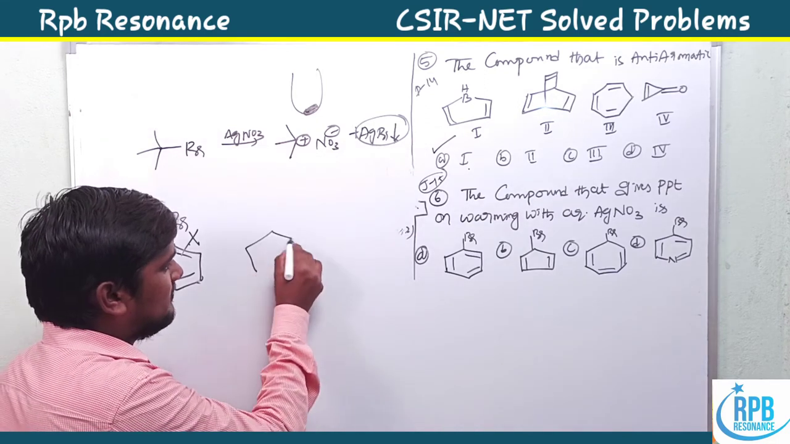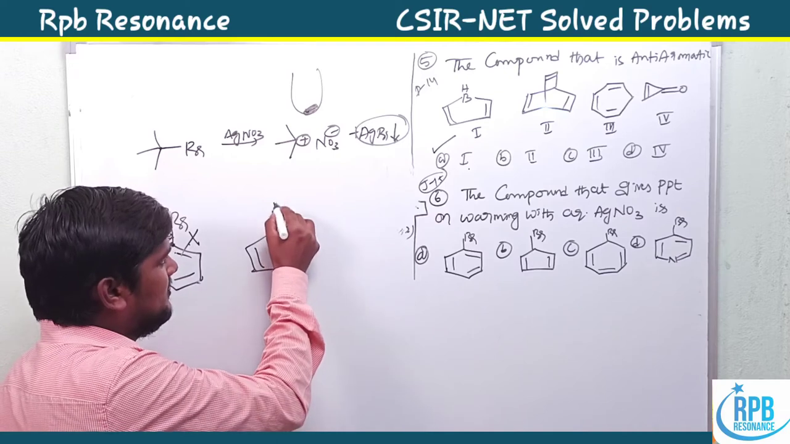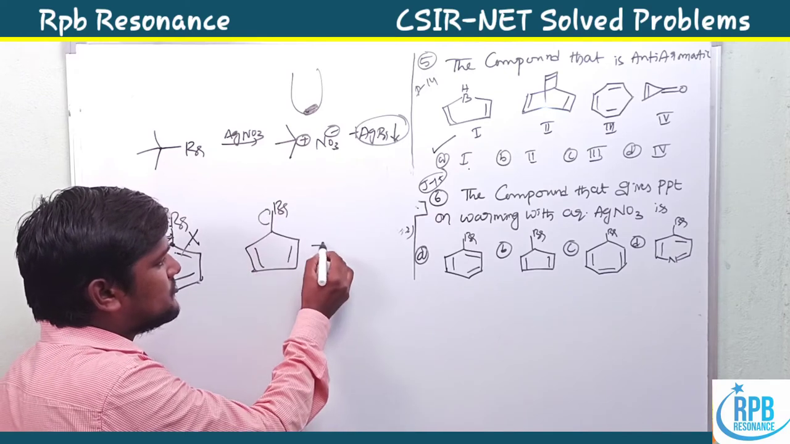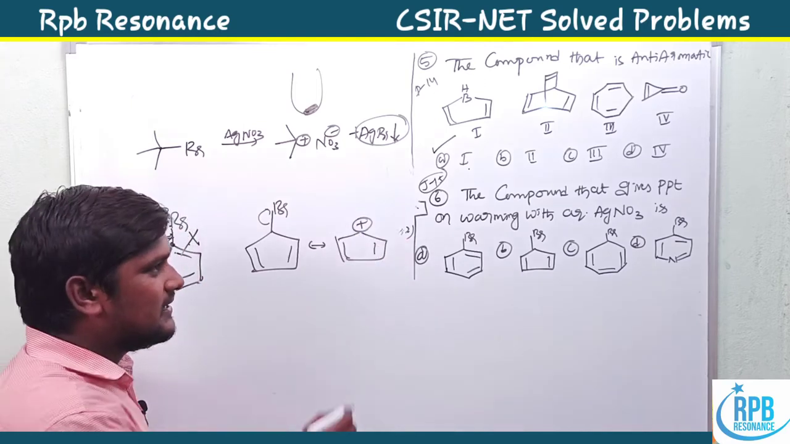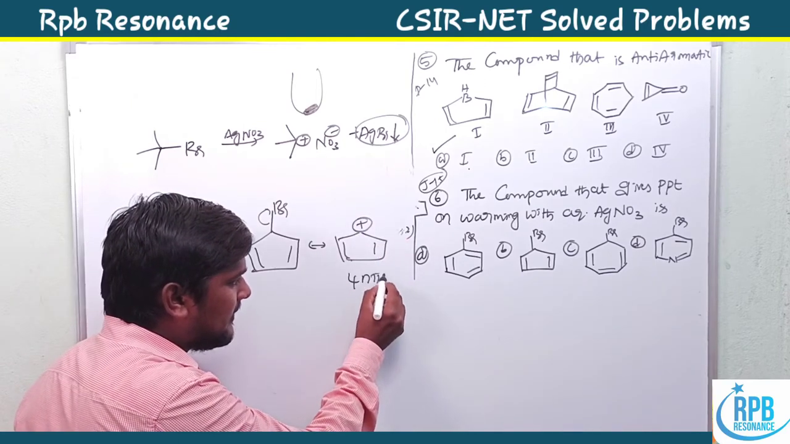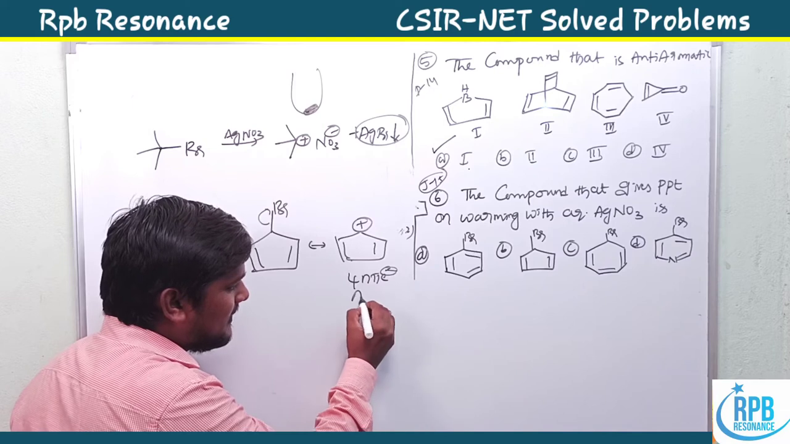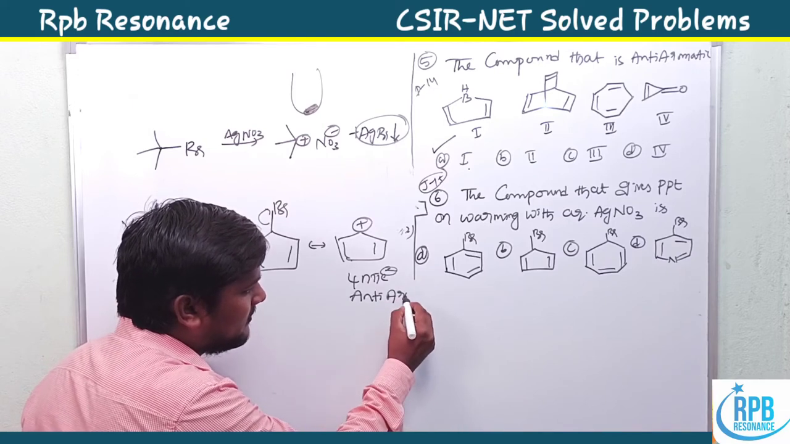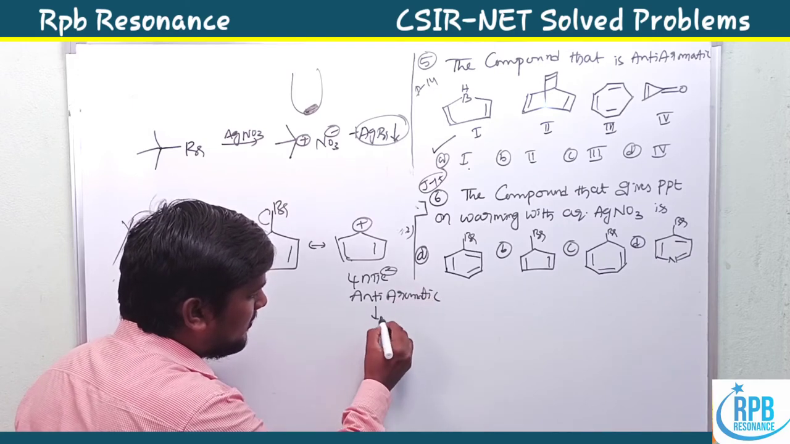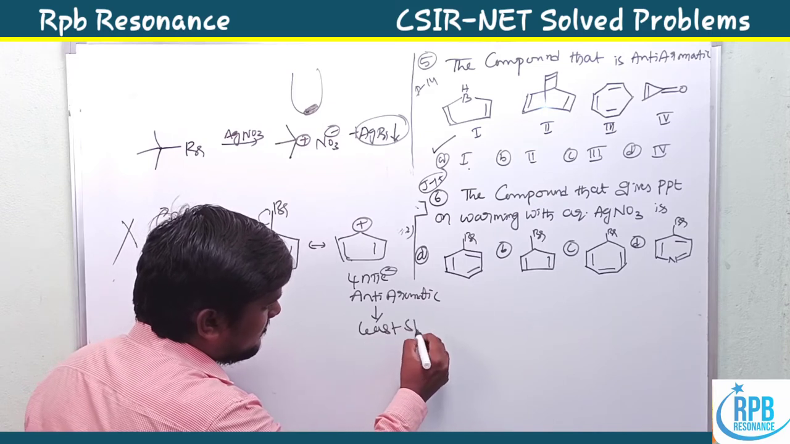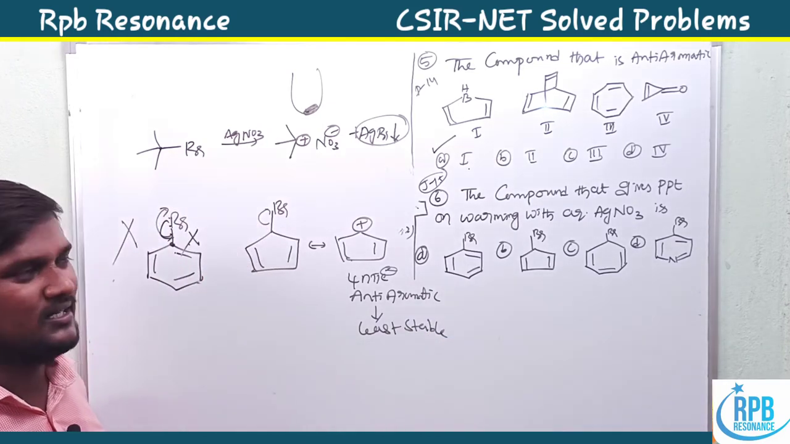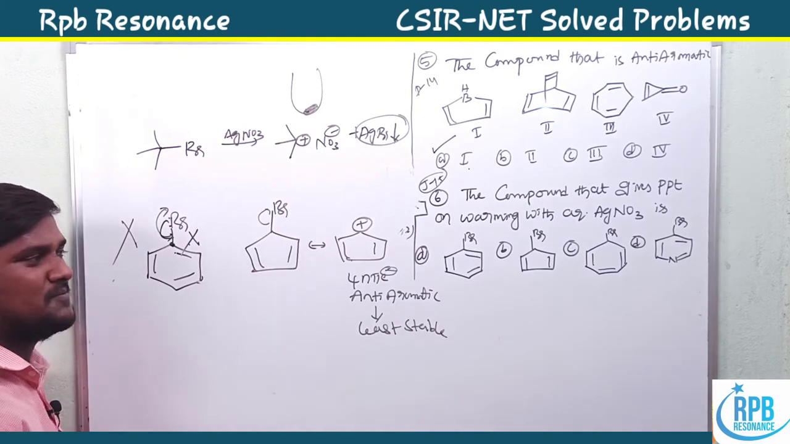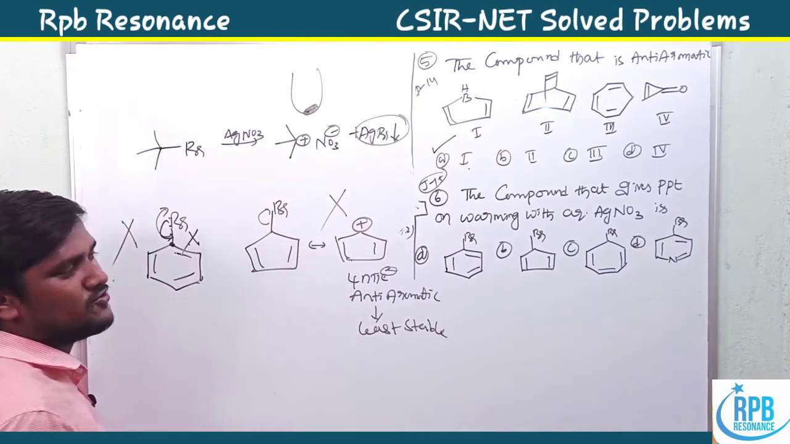Now in case of B, let us assume there is a possibility for the cation. But this cation has a 4n pi electronic system, and a 4n pi electronic system is anti-aromatic. An anti-aromatic compound will be the least stable, and the least stable compound cannot form the AgBr precipitate. That's why B is also ruled out.